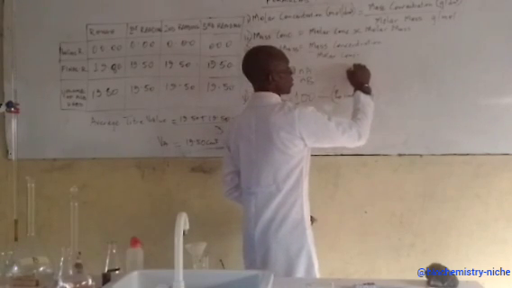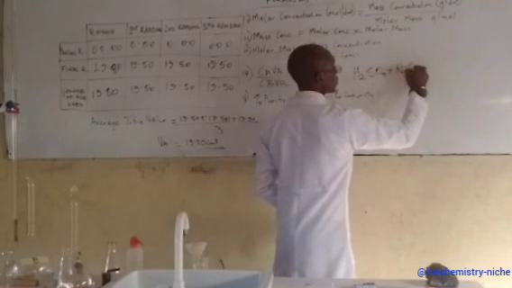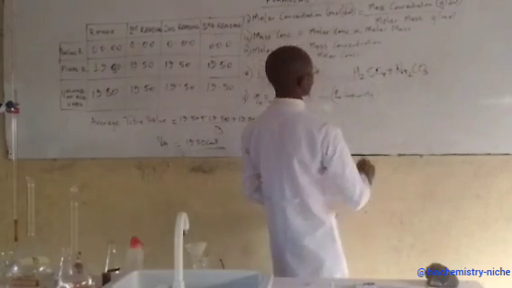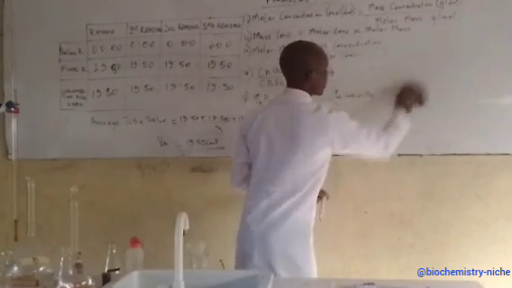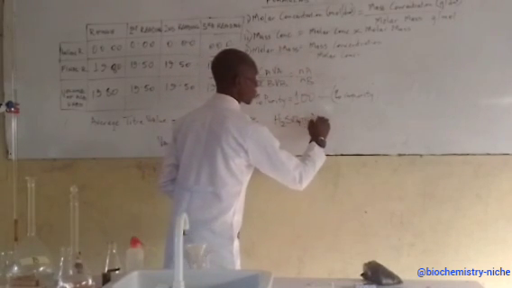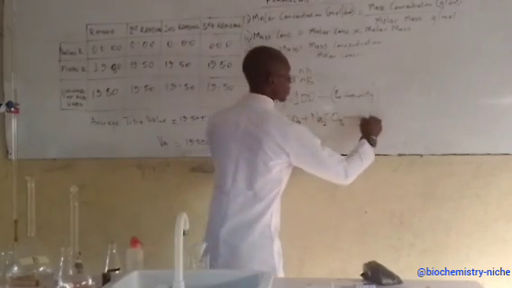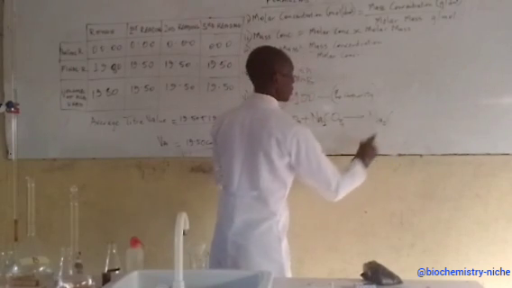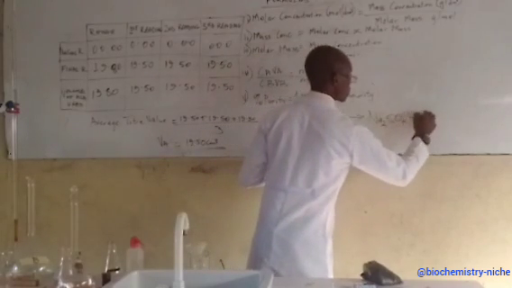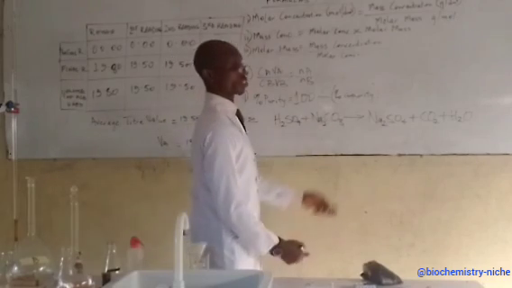So we have H2SO4 plus sodium trioxocarbonate. I think this space will not be enough for that. Let me put it here. We have H2SO4 plus sodium trioxocarbonate. Now this is going to give us sodium sulphate, Na2SO4, plus CO2 plus water. Yes, this is a neutralization reaction.